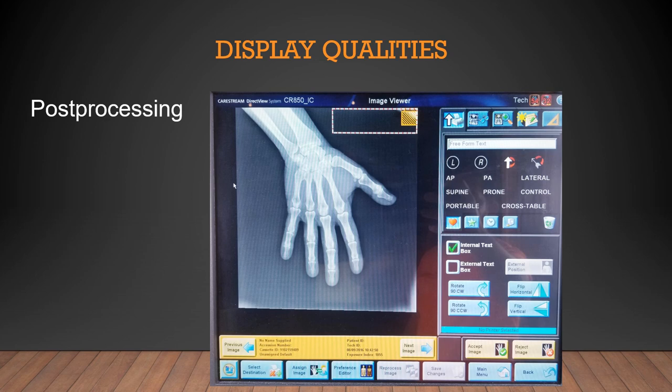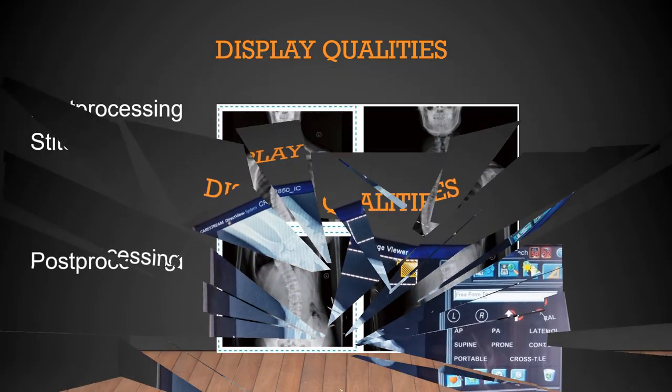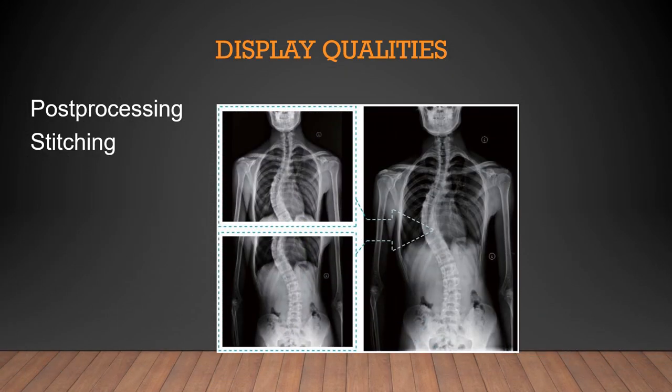You can image invert, making it white to black or black to white. Now, I like to be careful here. I like to use my right and left marker prior to x-raying my patient. But you can put a right or left marker on here if you forgot to do so when you went to take the image. Some systems will have something that is called image stitching. Image stitching, when anatomy is too large to fit on one cassette, multiple images can be stitched together with a software program. But this is a software that you need to purchase.